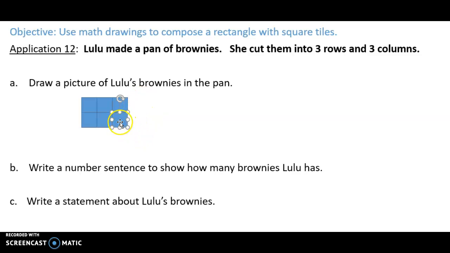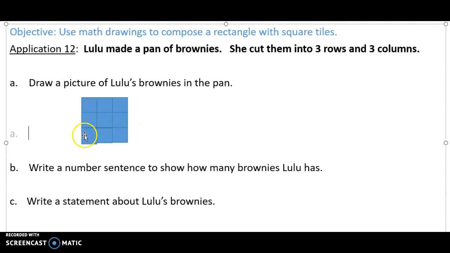One more row. 1, 2, and 3. Okay, if your pan of brownies looks something like this, then you are correct. We have 1, 2, 3 rows and 1, 2, 3 columns.